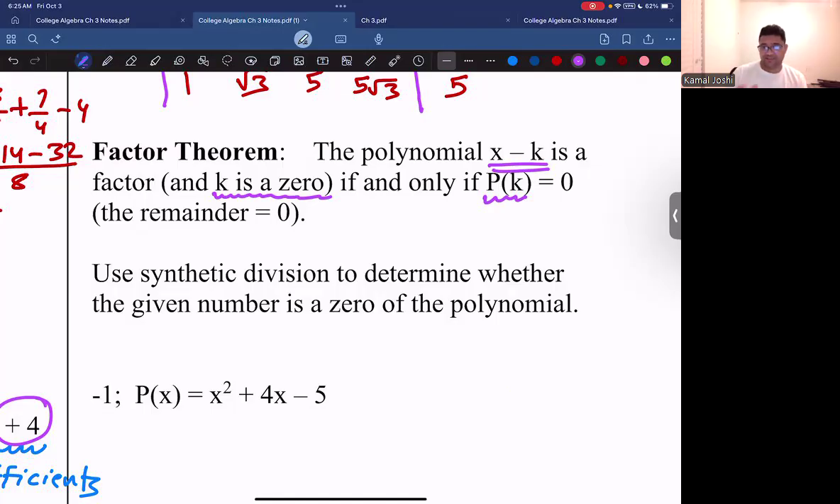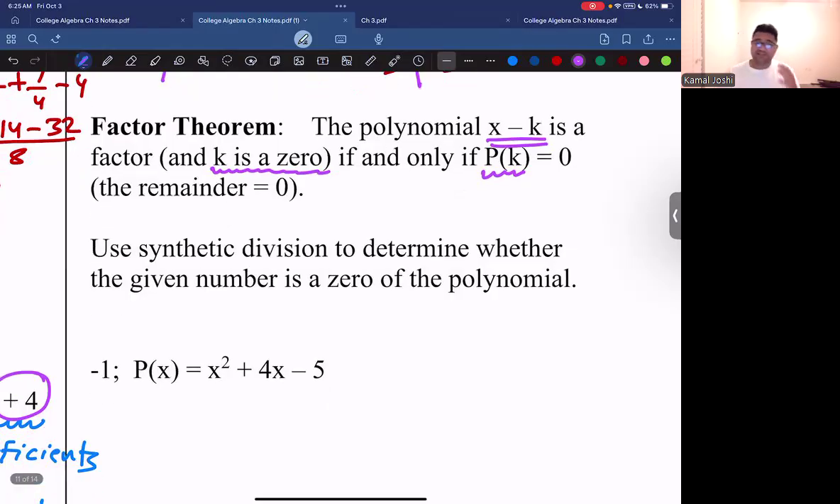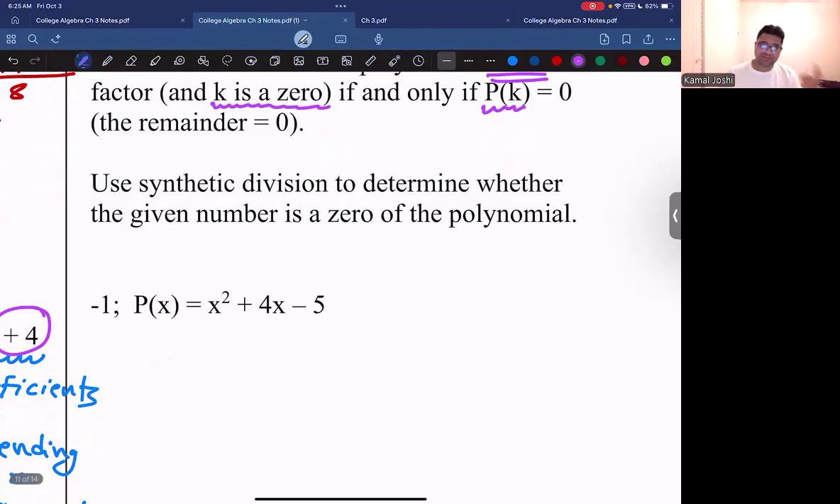By the remainder theorem, p of k is the remainder, and if the remainder is 0, then x minus k is a factor. This is the factor theorem. Since we know how to find that remainder by using synthetic division, now we have a very powerful tool. Given a polynomial and a factor like x minus 1, x plus 1, x minus 2, x plus 2, or x plus 3, I can immediately determine whether it is a factor of the polynomial by doing the synthetic division.